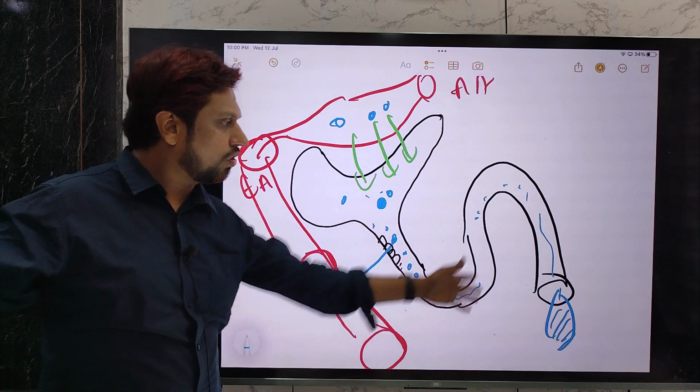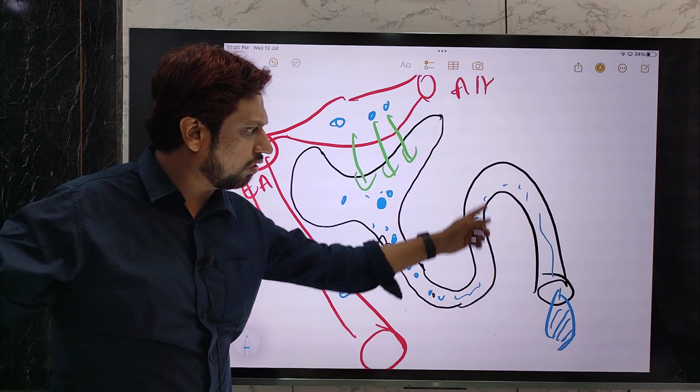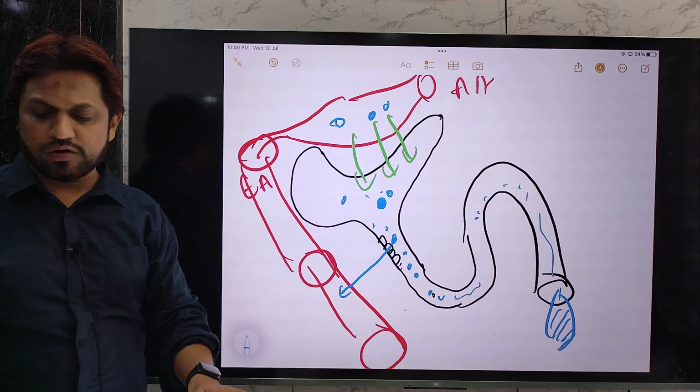After that, no transportation or reabsorption takes place, and the glucose molecules simply go out because there are no carrier proteins available. They are all saturated. That is the reabsorption curve.